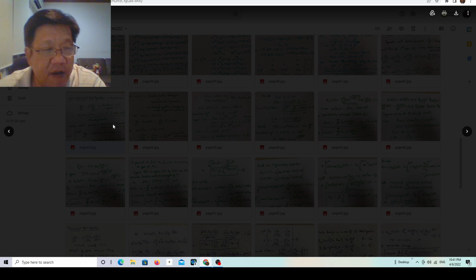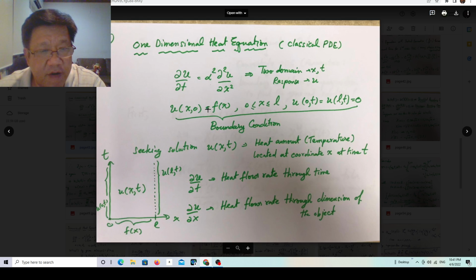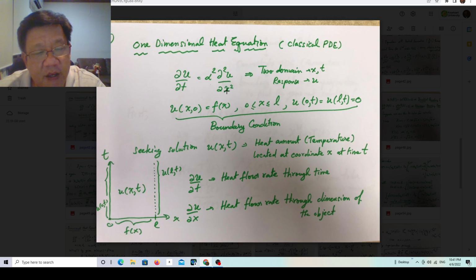Let me remind you of the original idea of the one-dimensional heat equation, which was in this form. The rate of change of heat over time equals some positive constant times the acceleration of heat over the dimension of the object that the heat is transferred to. In the one-dimensional case, the object is considered to have only one dimension, corresponding to the x-axis, which is between 0 and L.